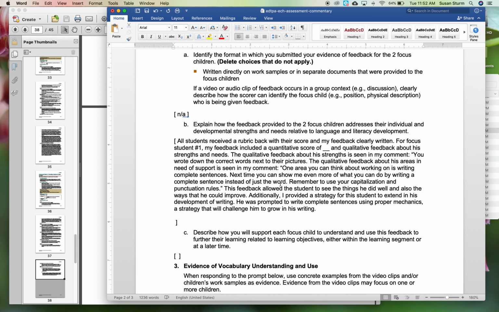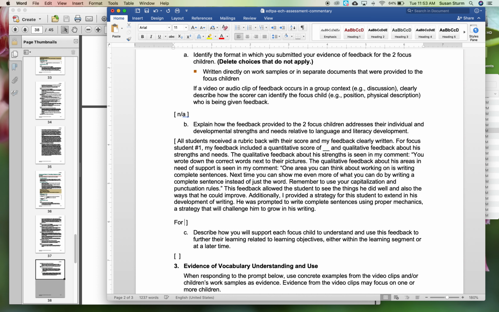Remember that you can use capitalization and punctuation. So this feedback allows the student to see the things that he did well and also the ways he could improve. And additionally, I provided a strategy for the student to extend in his development of writing. He was prompted to use complete sentences and proper mechanics, and this will challenge him to grow in his writing. Okay, so that is a fully developed focus student 1.